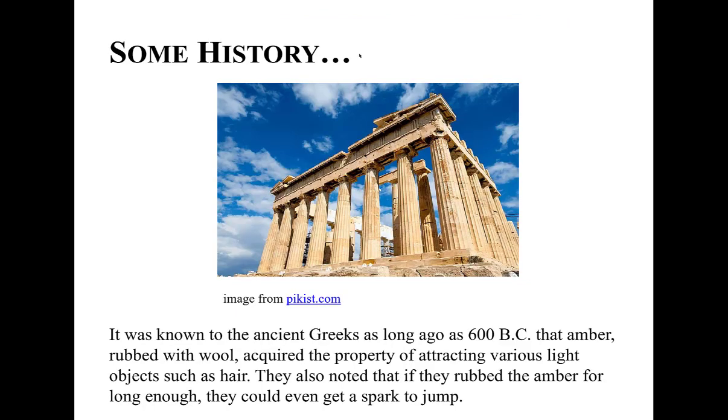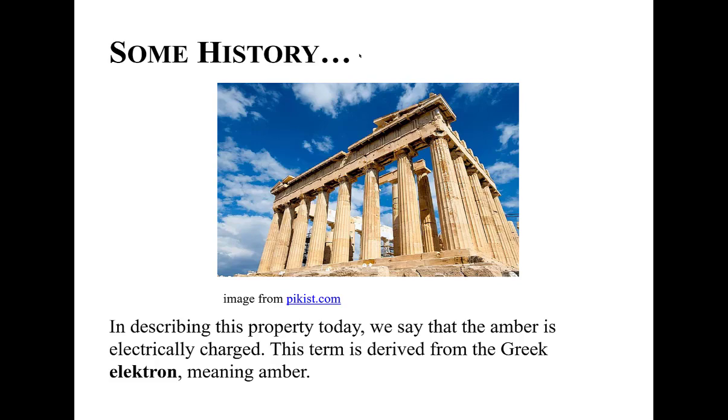So we first became aware of these electric forces about 2,400, 2,600 years ago. It was known to the ancient Greeks as long ago as 600 BC that amber, rubbed with wool, acquired the property of attracting various light objects such as hair. They also noted that if they rubbed the amber for long enough, they could even get a spark to jump. In describing this property today, we say that amber is electrically charged. This term is derived from the Greek electron, meaning amber.